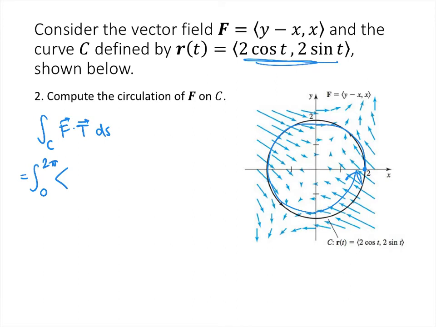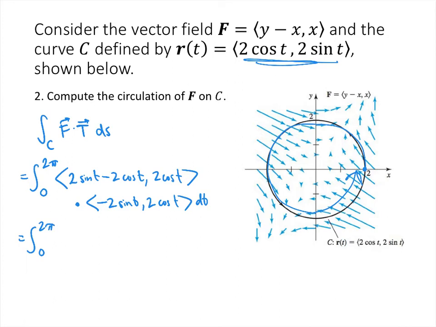My vector field is y minus x, so that's going to be 2 sin t minus 2 cos t, and then x is 2 cos t. I'm going to dot that with r prime, which is negative 2 sin t, comma, 2 cos t, and integrate that with respect to t. So we figure out our dot product. When we multiply 2 sin t minus 2 cos t by negative 2 sin t, that's going to give us negative 4 sin squared t plus 4 cos t sin t. And then when we multiply 2 cos t by 2 cos t, we get plus 4 cos squared t.